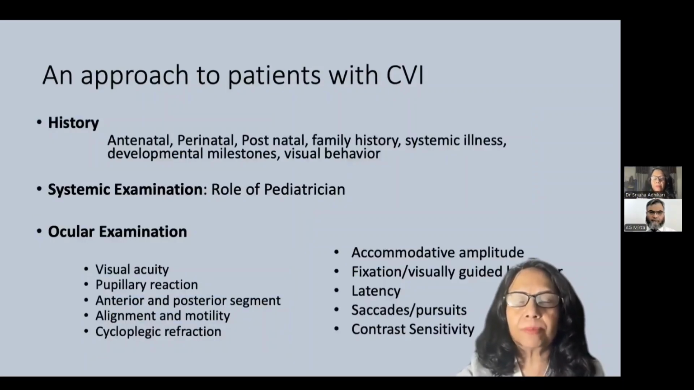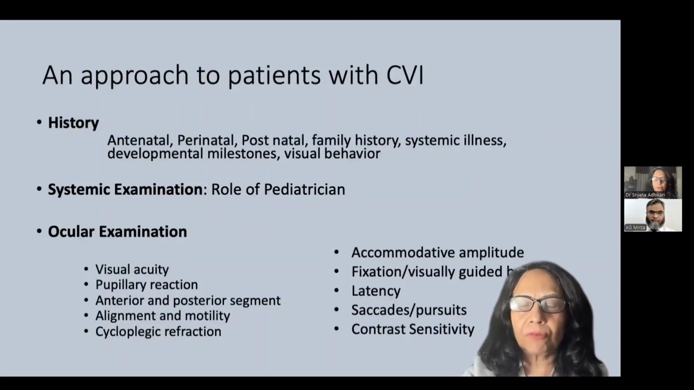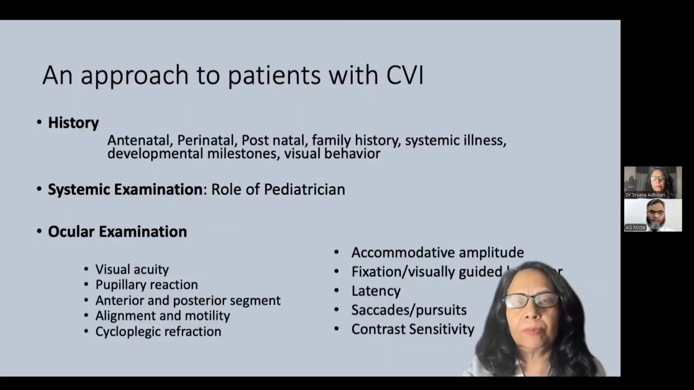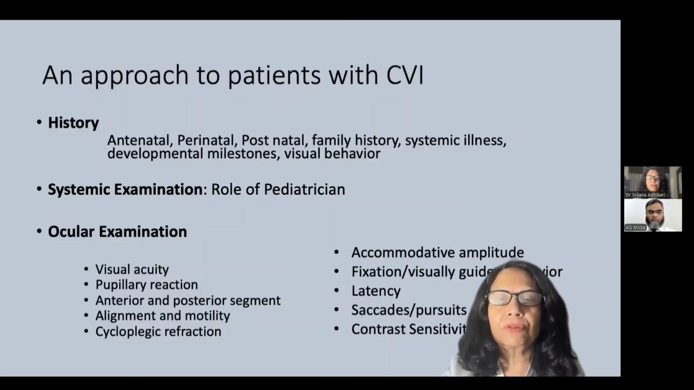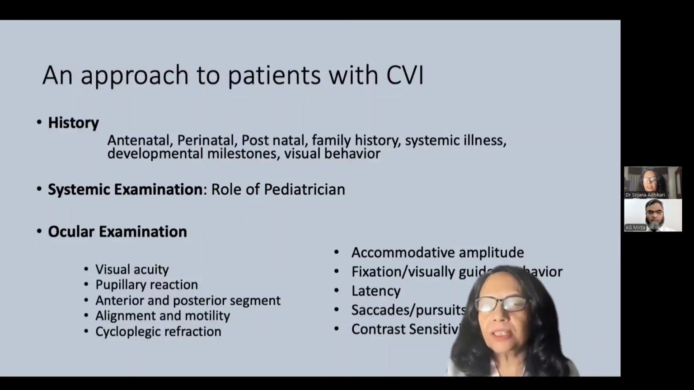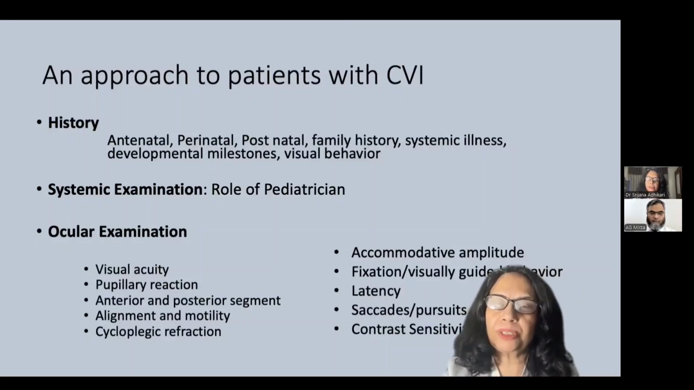Now, these are the pathophysiology, how CVI occurs and how we define CVI. Now, how should we approach a patient with CVI whenever they come to us? Of course, it starts with the history: antenatal, perinatal, and postnatal history, family history, systemic illness, developmental milestones, and visual behavior. All of these have to be asked. Systemic examination is also very important to rule out any other systemic syndromes or abnormalities, and in this case the role of the pediatrician for us ophthalmologists is very important.